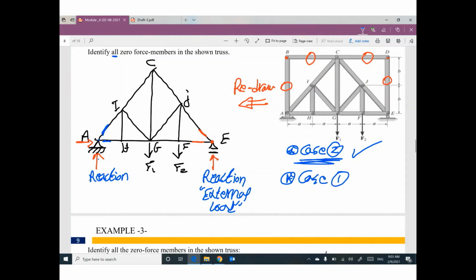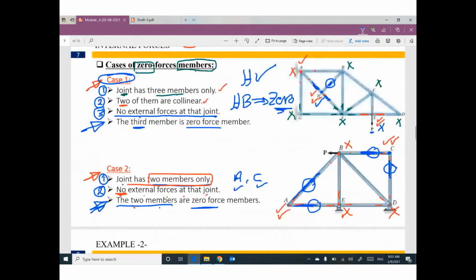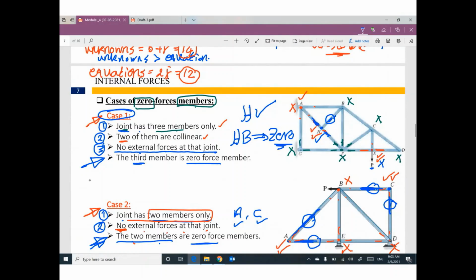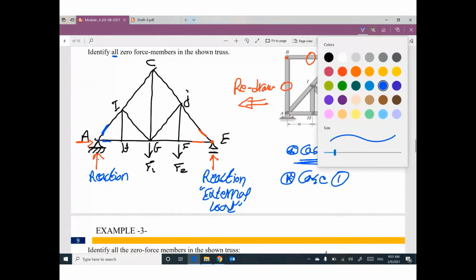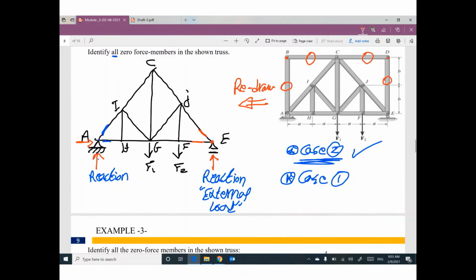Just to remind you, case number 1 is looking for joint has 3 members only. Okay? Do you have joint with the 3 members only? 3 members. This one, no. This one, yes. This one, no. This one, yes. This one, no. This one, yes. This one, no. This one, no. We have only 2. So we need to check 3 joints, C, F, H. Probably one of them will work.